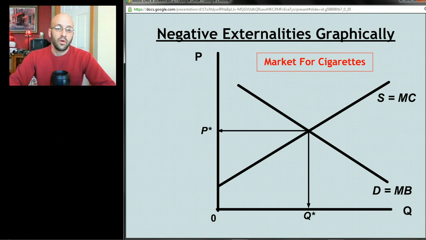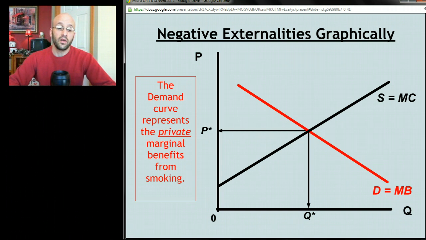Alright, so we're going to try to incorporate these externalities graphically. I'll use as an example the market for cigarettes. The demand curve represents the benefit people expect to receive from various quantities of cigarettes. The supply curve represents the costs of producing various quantities of cigarettes. P star and Q star might represent the price and quantity of cigarettes bought and sold in this particular market.